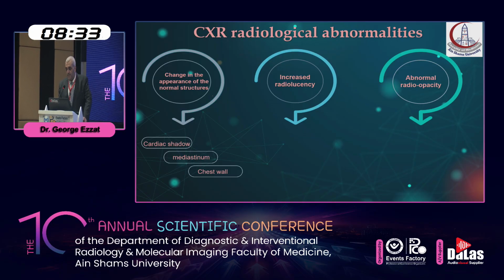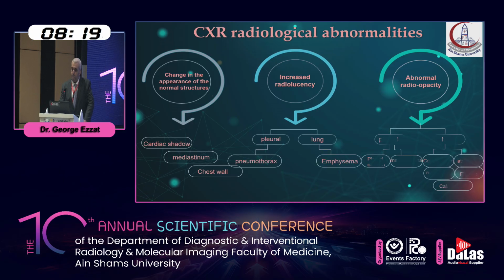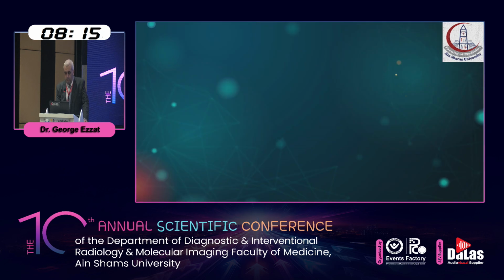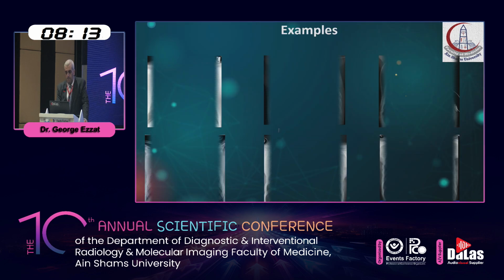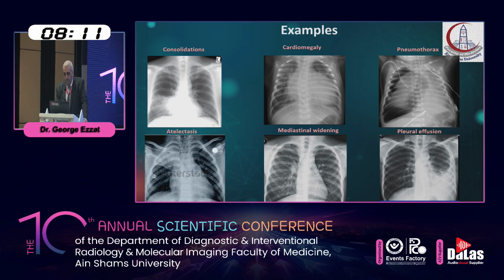Chest X-ray radiological abnormalities include change in the appearance of normal structures, increased radiolucency, and abnormal radio opacity. Here are examples of some abnormalities.